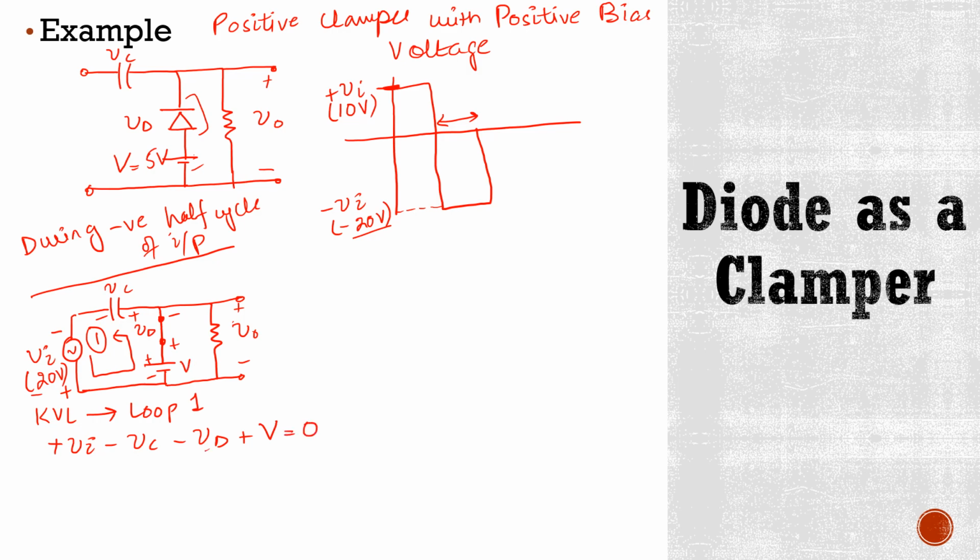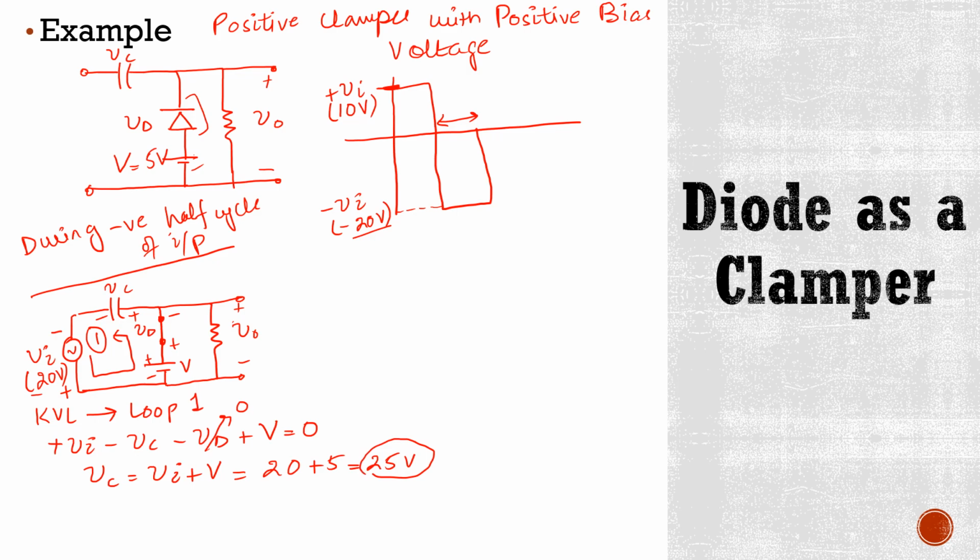If this diode is ideal, then Vd is 0. Now if we rearrange this equation, we get Vc is equal to Vi plus V. Now we know that this Vi here is 20 and V is 5. So your capacitor voltage is 25 volts. It means when this diode is forward biased, it will allow electric current to flow through it. This current will also flow through this capacitor and it will charge it up to this voltage level.